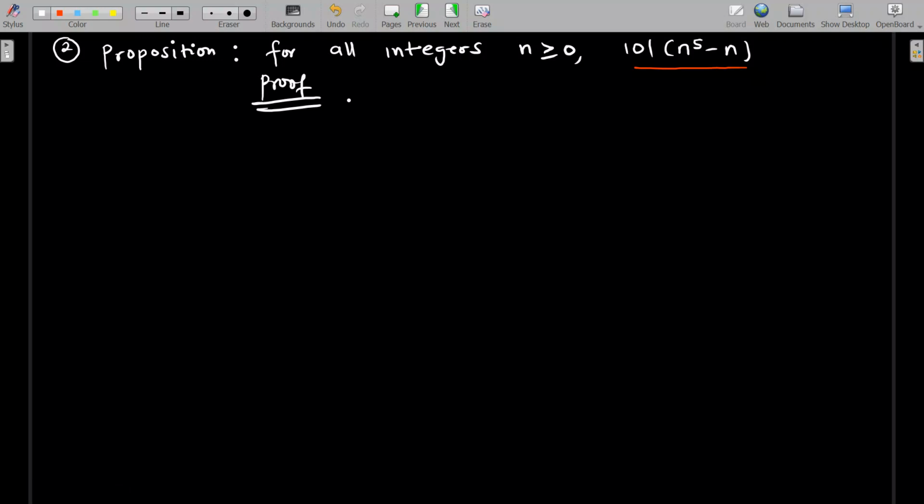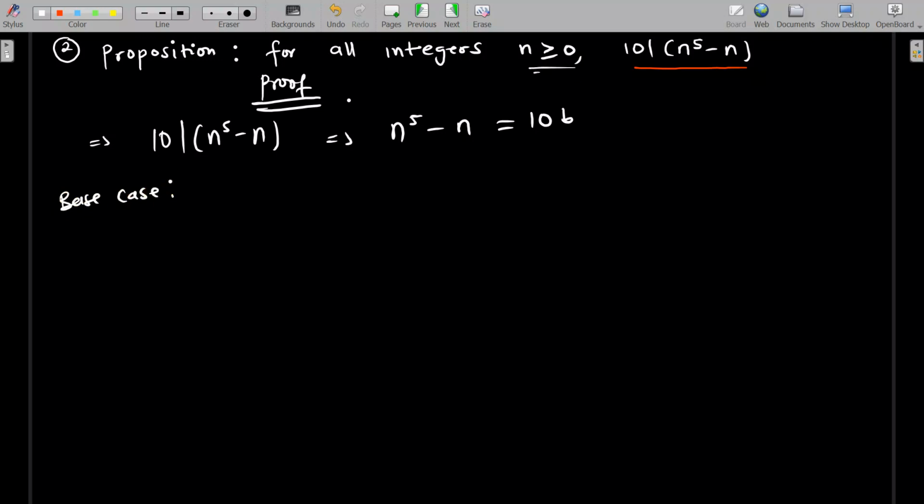All right, so what does this mean? This means that when we say that 10 divides n to the fifth minus n, it implies that n to the fifth minus n can be written as 10 multiplying a constant, let's say b. So that is the idea. Now, let's start with the base case. The base case is that n starts from what? n is greater than or equal to 0.